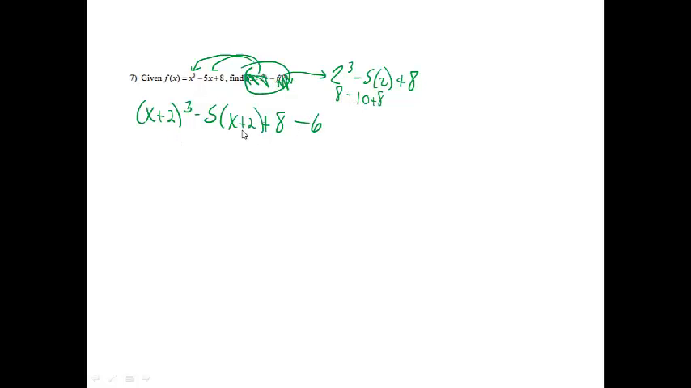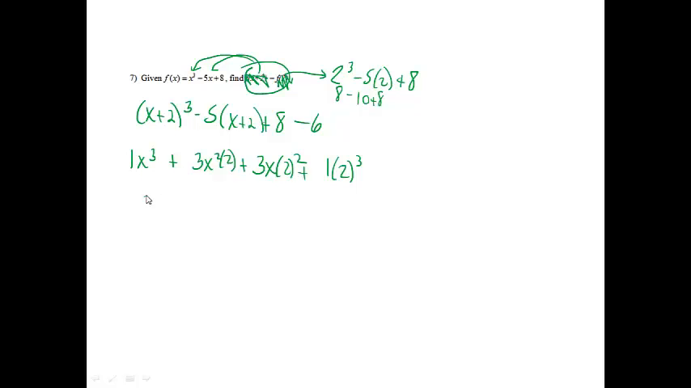Okay, now it's just a process of simplifying. I'm going to use Pascal's triangle for the cube because I like that and I'm familiar with it. My coefficients are going to be 1, 3, 3, 1. And I know it's going to go x cubed, x squared, x, and then drops out. And then on the other end it will go 2 cubed, 2 squared, 2, and then drops out. And we get plus signs in between those.